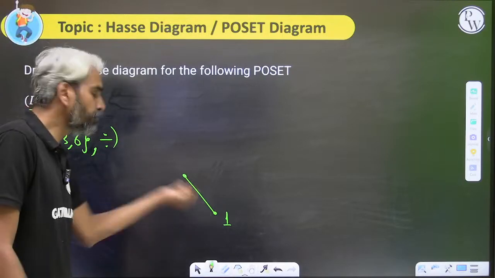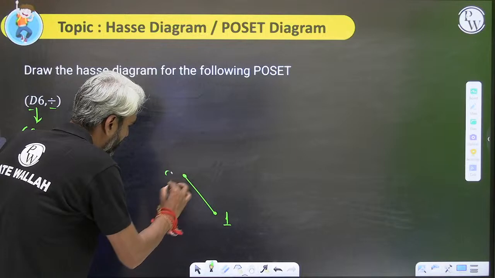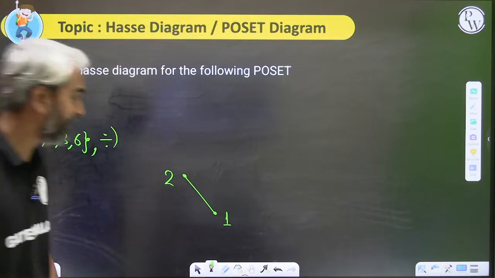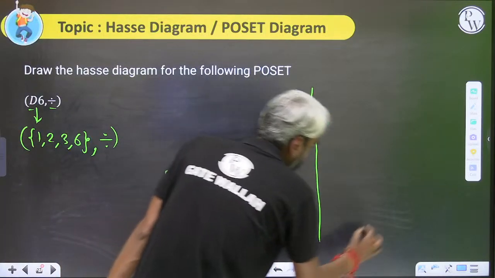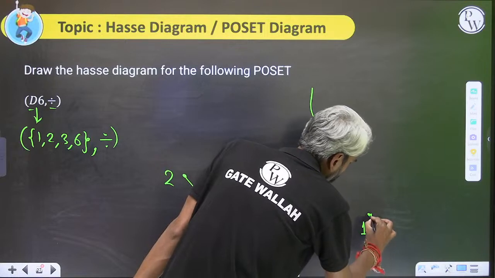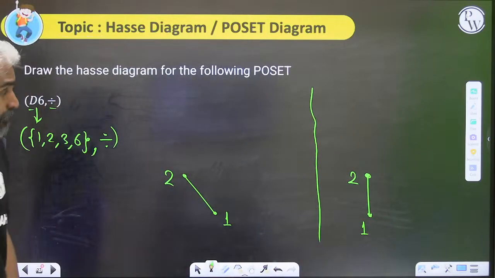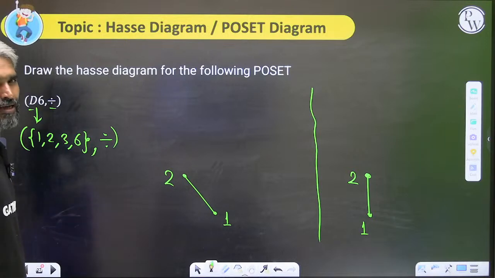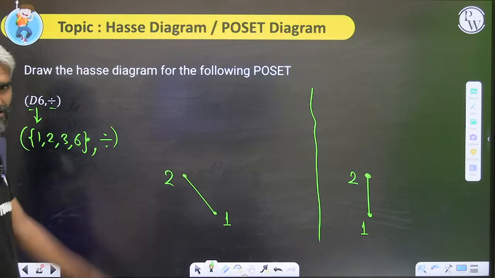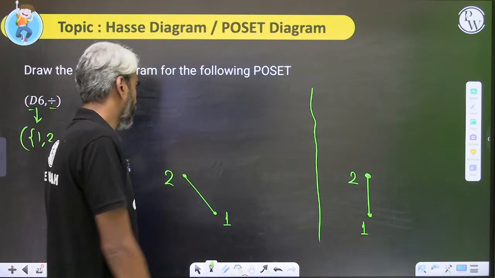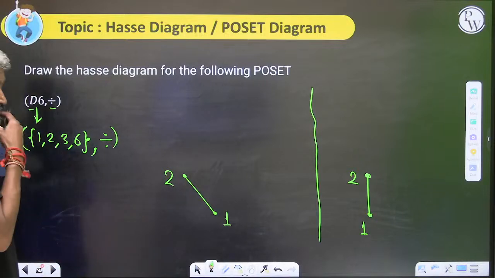Okay, sir, why did you draw this like that? Why is this a slant line? It does not matter. If I start with 1 and draw 2 here, it's also absolutely fine. Don't worry about that. I know what type of diagram will be created, therefore it's just my habit. Sir, 1 divides 2. Fine.